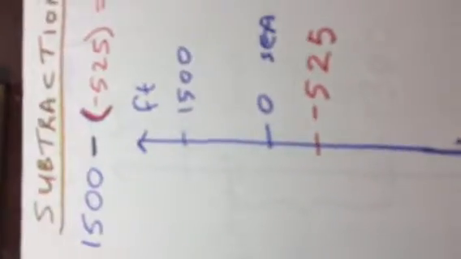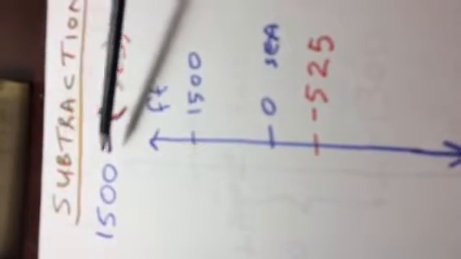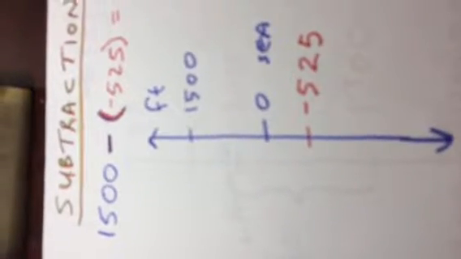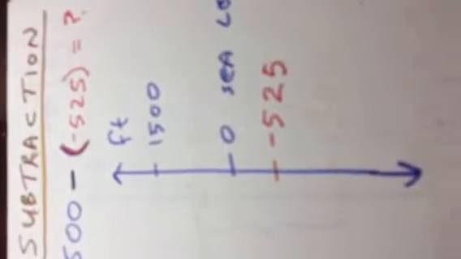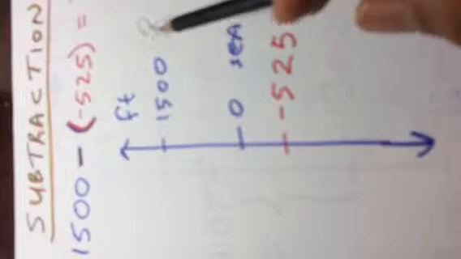All right, so here's another question we could do. Subtraction is more challenging, but it can be explained in real life. So if I want to solve the problem 1,500 minus negative 525, think of a person. Somebody is 1,500 feet above sea level. The other person is 525 feet below sea level.